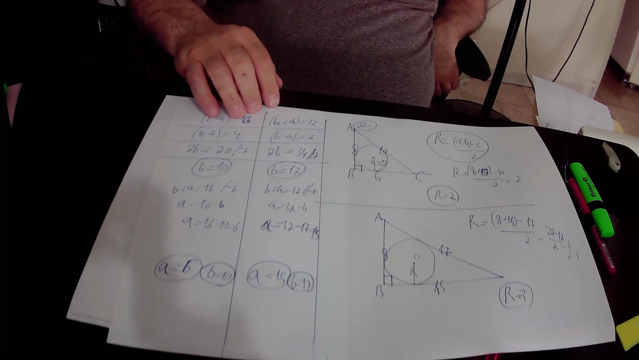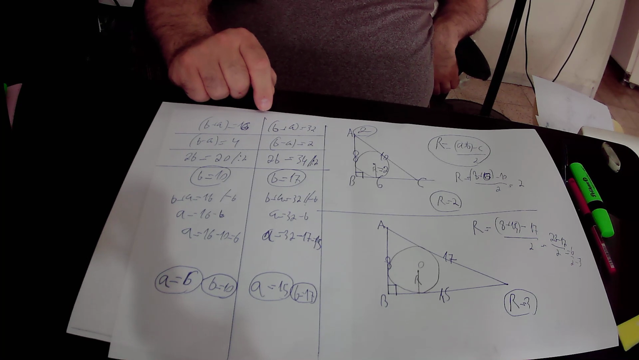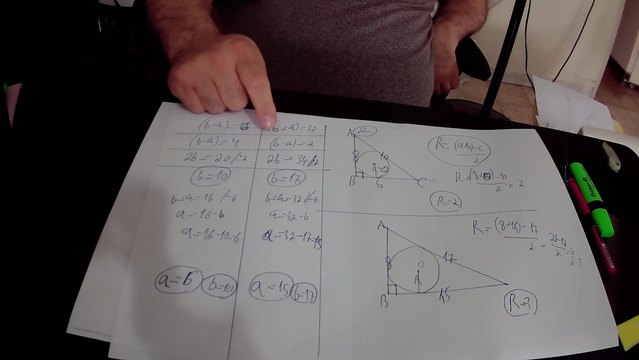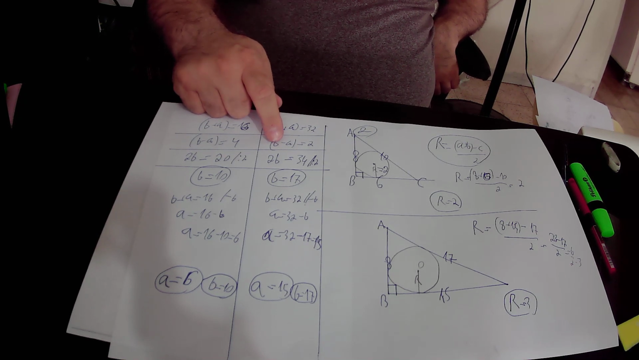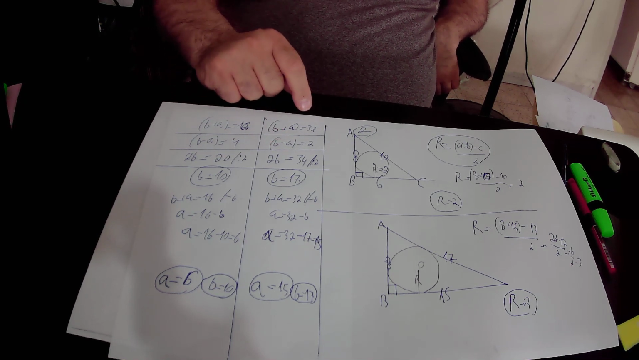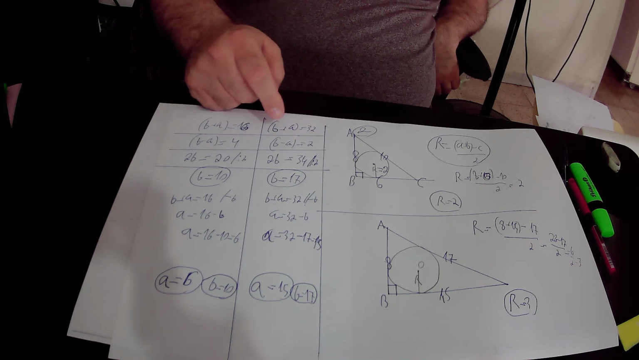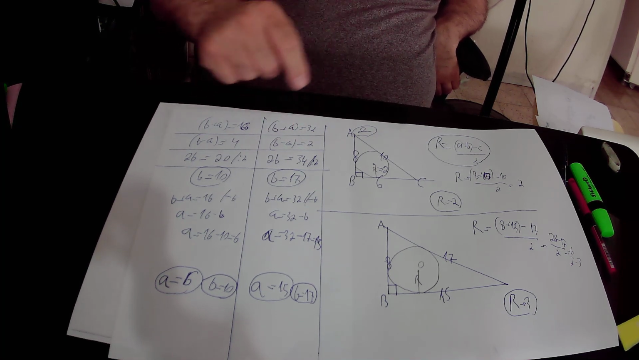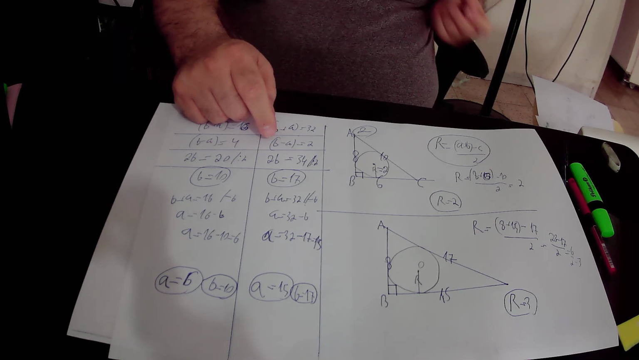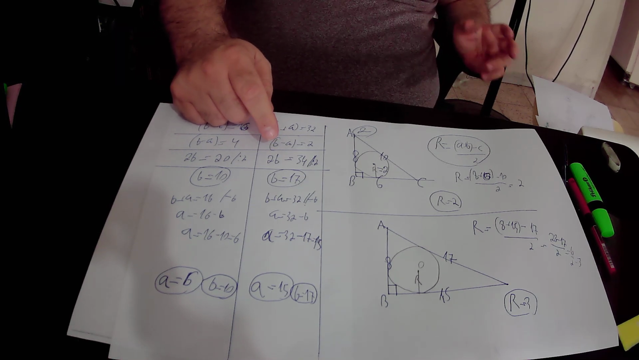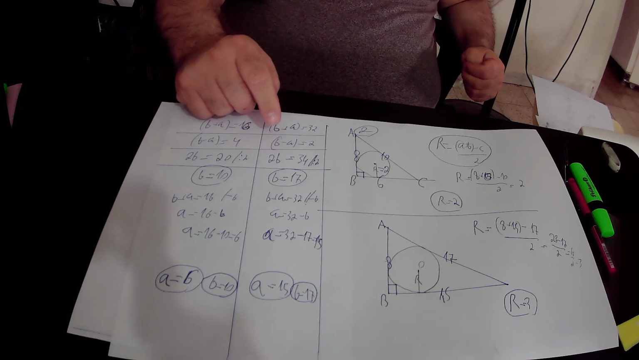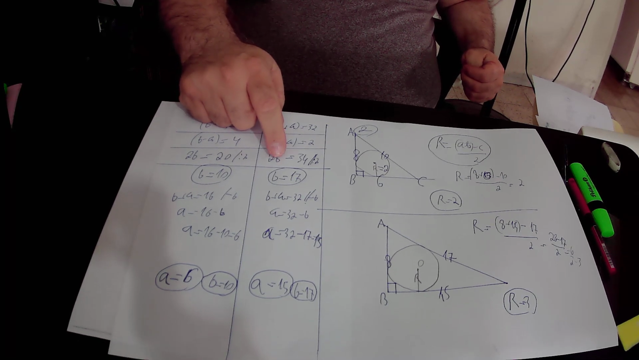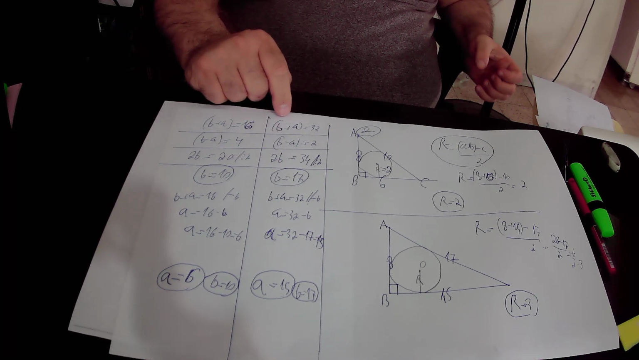According to the second solution, here we added the two equations together: b plus b is 2b and a minus a is 0. So on this side of the equation we have 2b, and on the other side we have 32 plus 2, that is 34. So 2b equals 34. We divided by 2 and found that b equals 34 over 2, which is 17. So the hypotenuse b equals 17, and we have the equation b plus a equals 32.